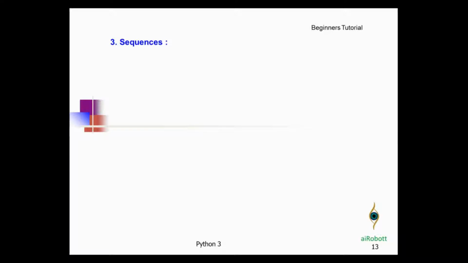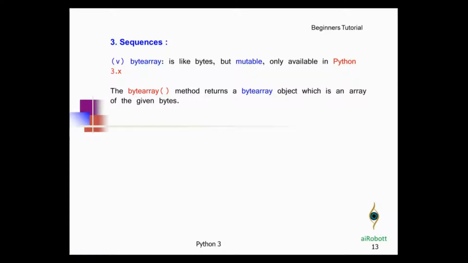In the sequence data types, the next one is the bytearray method. The bytearray method is just like the bytes method, but bytearray is mutable. The bytes method is immutable. Bytearray is only available in Python 3.x. The bytearray method returns a bytearray object, which is an array of the given bytes. The syntax is bytearray(source, encoding, errors).